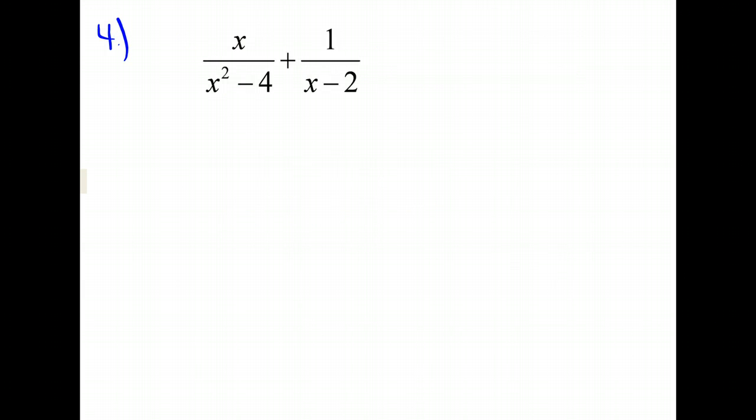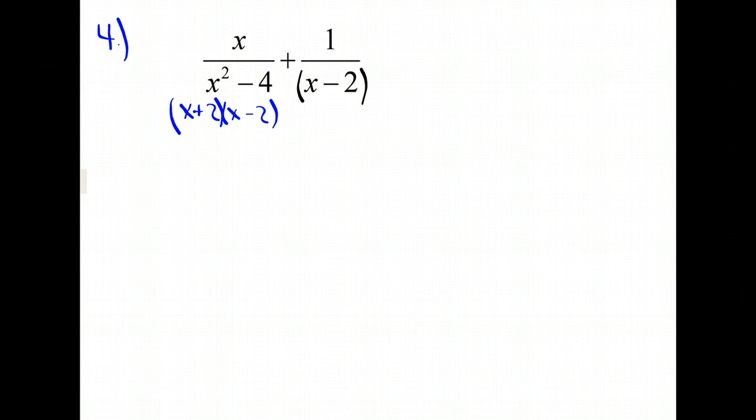In number 4 here, I'm adding two rational expressions. So this is like adding fractions. You have to get a common denominator. And in order to find a common denominator, it's helpful to factor our denominators so that we know exactly what we're working with here. And so if I factor this difference of squares again, we have a factor of x plus 2 over x minus 2. And over here, of course, we just have a factor of x minus 2.